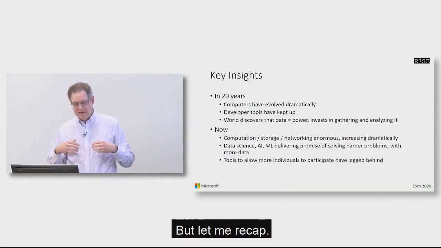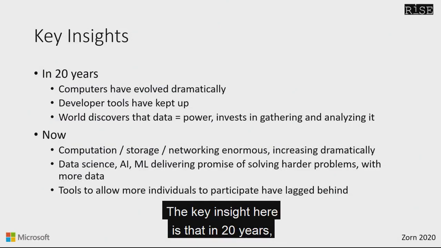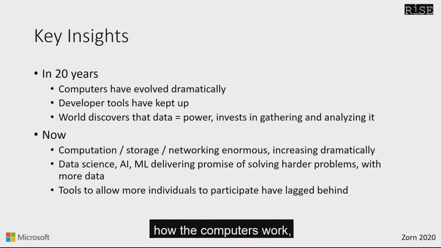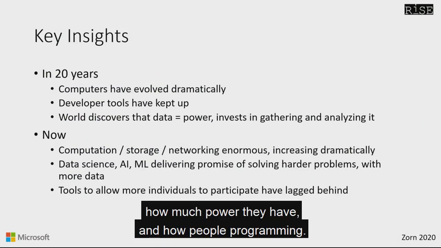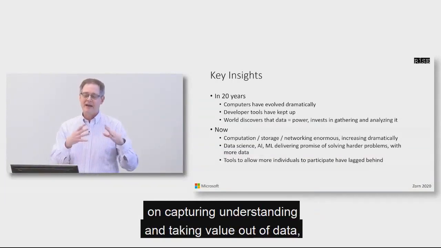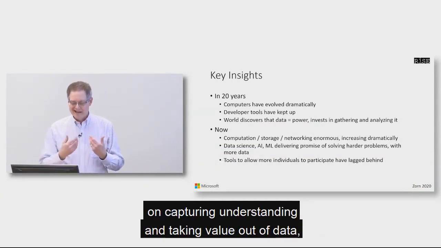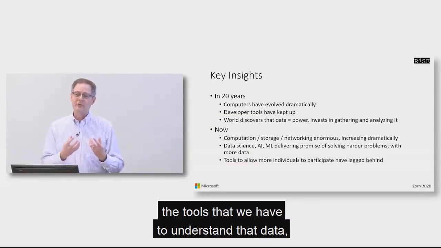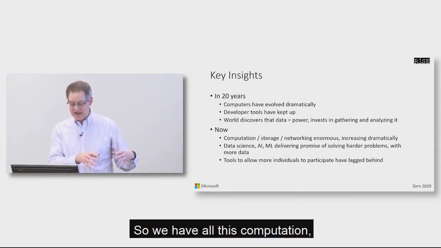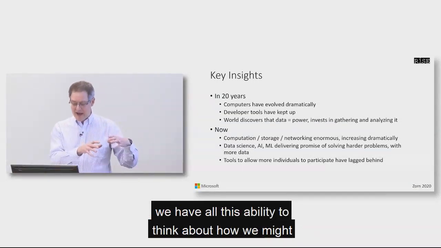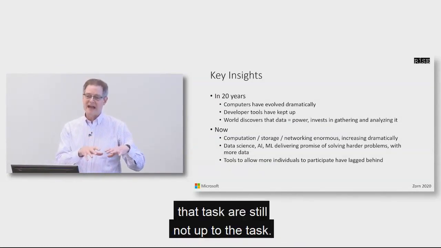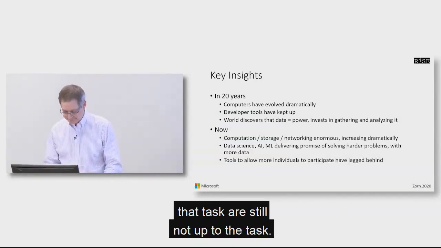But let me recap. The key insight here is that in 20 years, we've seen enormous changes in the way that computers exist, how the computers work, how much power they have, and how people program them. And yet, even though almost all the future of computing depends on capturing, understanding, and taking value out of data, the tools that we have to understand that data, to work with that data, have not evolved at the same rate. So we have all this computation, we have all this ability to think about how we might solve really hard problems using AI, ML, et cetera. But the tools that we have to do that task are still not up to the task.